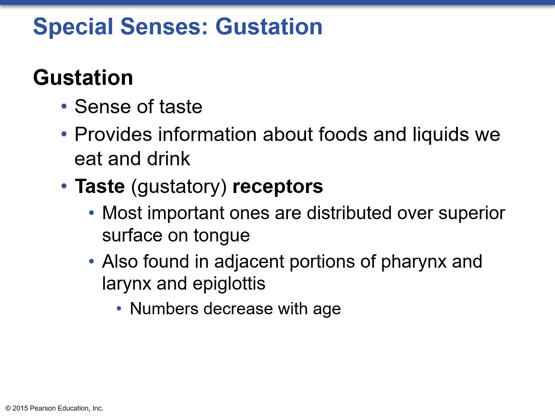We will now move on to gustation, which is the sense of taste. This provides information about foods and liquids that we eat and drink, and it is interpreted by gustatory receptors, otherwise known as taste receptors. The most important ones are going to be distributed over the superior surface of the tongue. They are also found in adjacent portions of the pharynx and larynx, so the back of the throat and the top of the windpipe, and epiglottis.